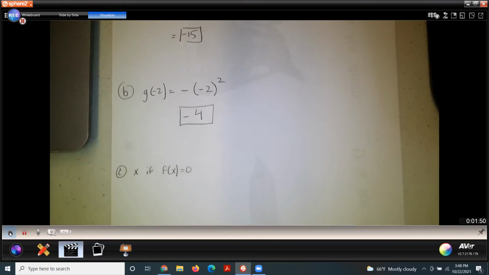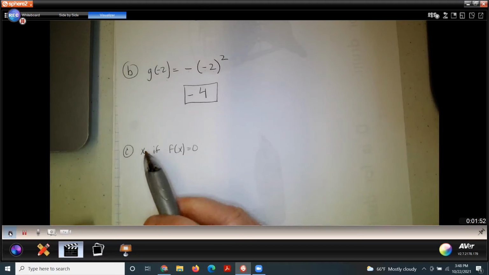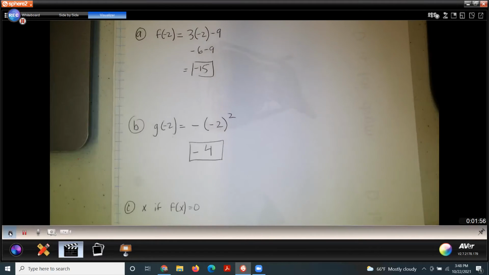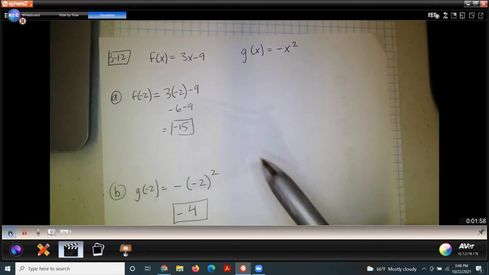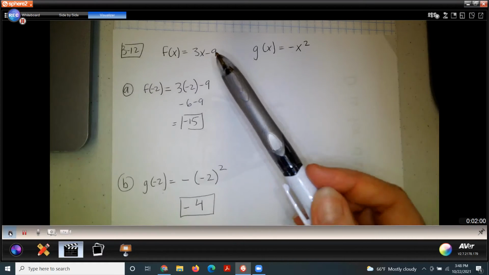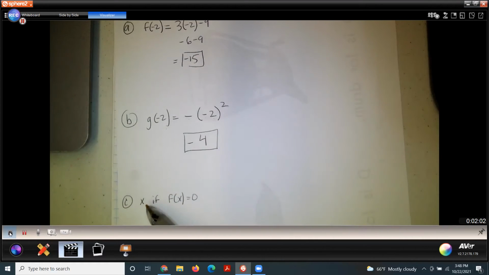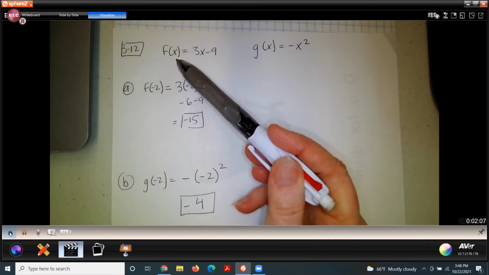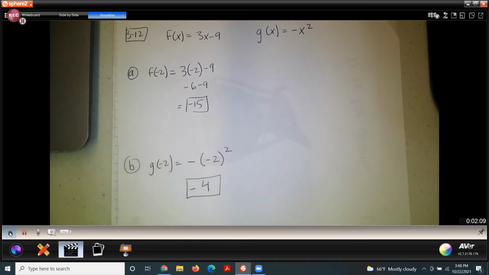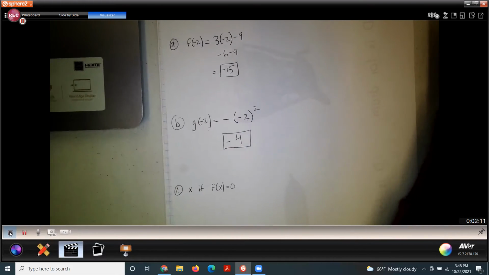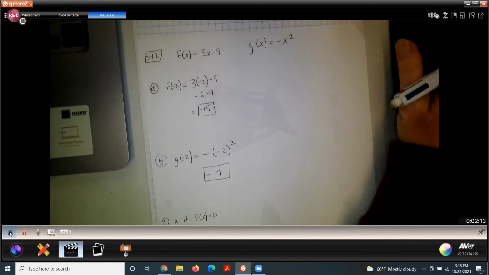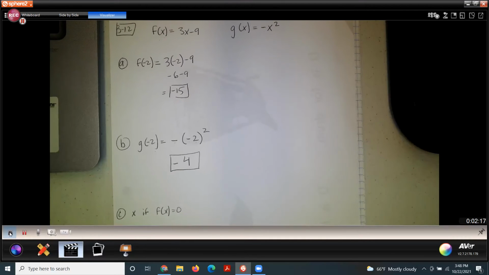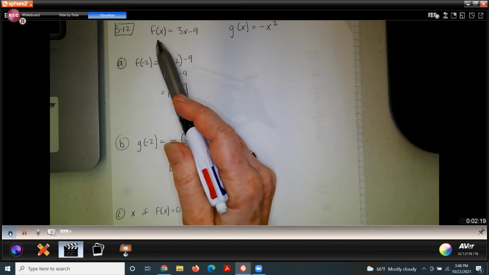Okay, the next one is letter C. So now they want x if f of x is 0. So that's a little different. So let's look at f of x again. Here's f of x. So they want me to solve for x if f of x is 0. So I'm going to plug in a 0 for f of x. Let's make it so you can see better.